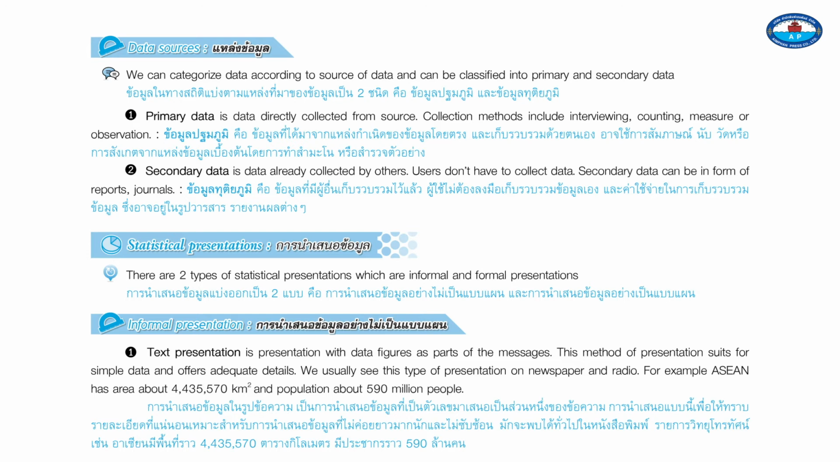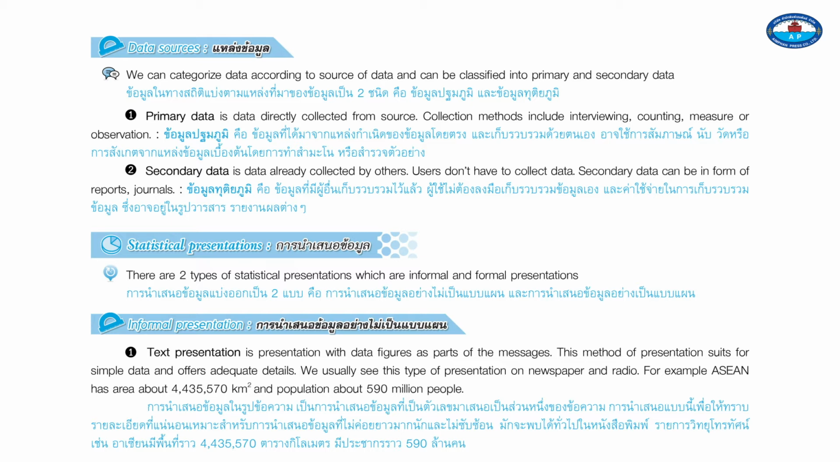Data sources. We can categorize data according to source of data and can be classified into primary and secondary data. 1. Primary data is data directly collected from source. Collection methods include interviewing, counting, measure, or observation. 2. Secondary data is data already collected by others. Users don't have to collect data. Secondary data can be in form of reports, journals.